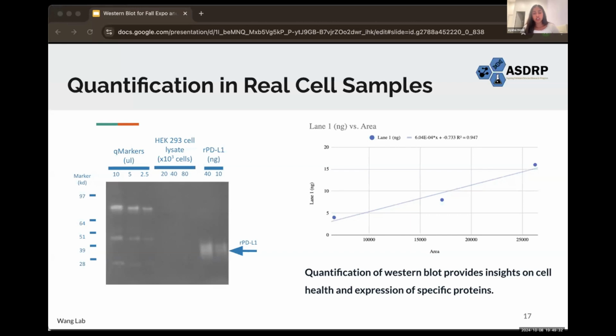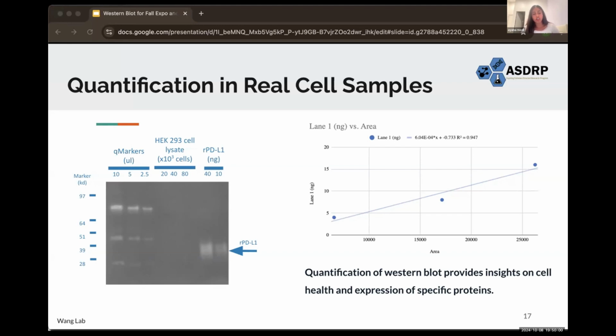Regarding quantitative markers, there were 3 different sizes of markers that were run as seen in the first 3 lanes of the gel. Our PD-L1 is recombinant PD-L1. It's engineered, and it's seen in the rightmost lanes of the membrane. Our PD-L1 serves as a positive control. If there is PD-L1 in our HEK293 cells, the bands will be the same as the rPD-L1 bands. After running the gel and completing the transfer, we use the chemiluminescence antibody detection method previously mentioned.